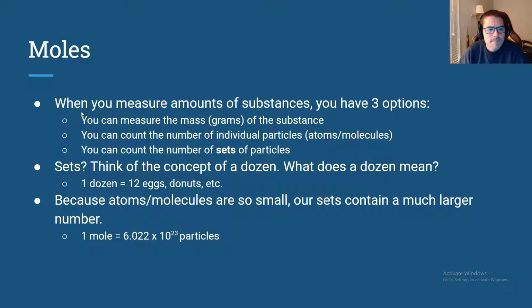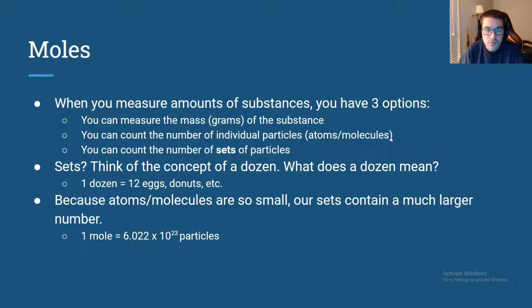It says when you measure an amount of substance. Okay, so let's say you've got a little handful of something in your hand. When you measure amounts of a substance, you have three options. Number one, you can measure the mass in grams of the substance, like how much does it weigh. That's one method. You could count the number of individual particles in that substance, like the individual atoms or molecules.